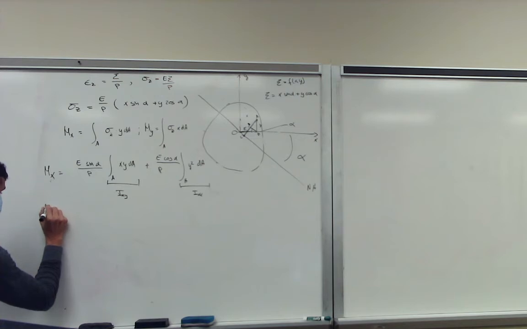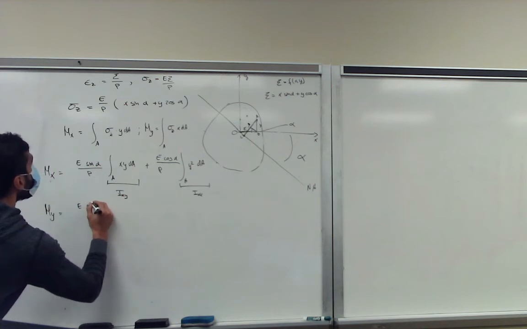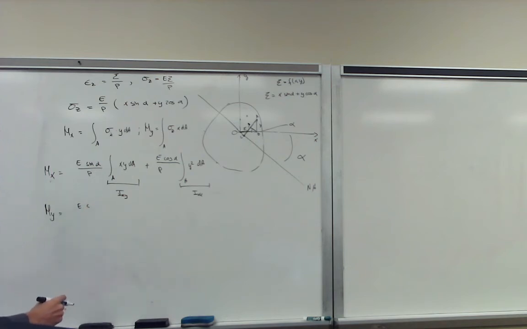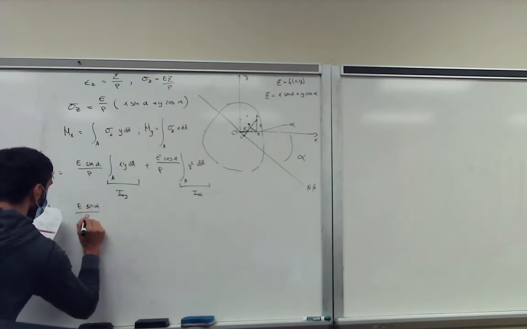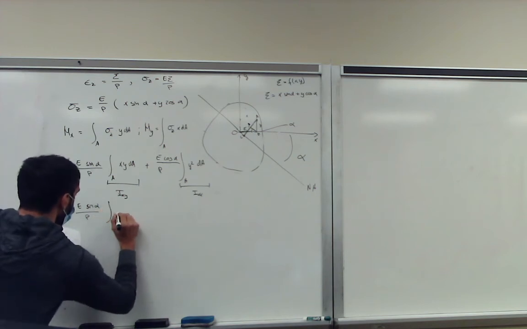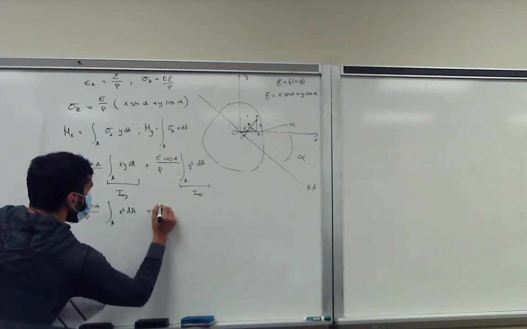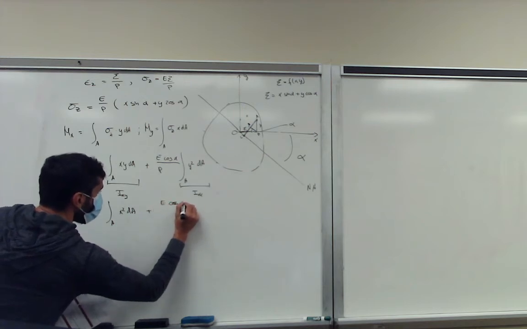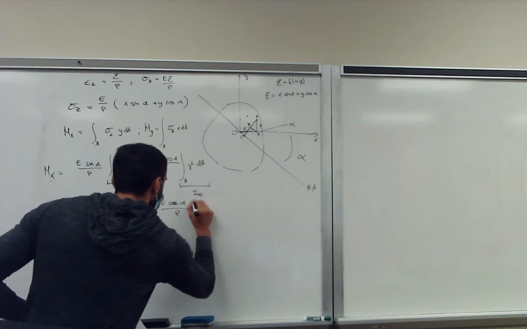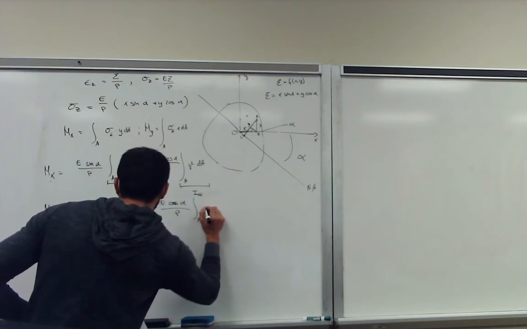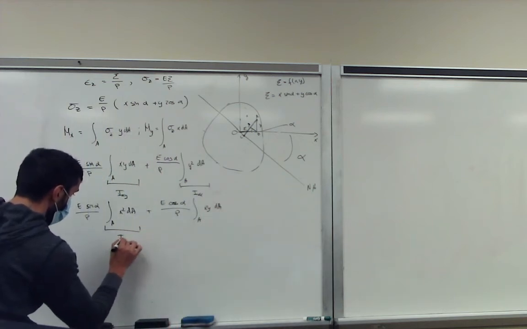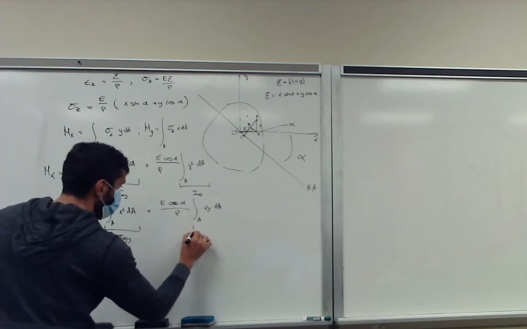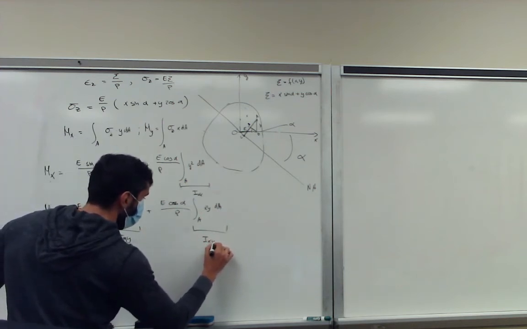And we can repeat the same for the moments around y. The only thing that changes is here, E sine alpha over rho. Now what we get here is the integral of x squared dA plus E cosine alpha over rho, the integral over the area of xy dA. So again, this is Iyy, and this is Ixy.